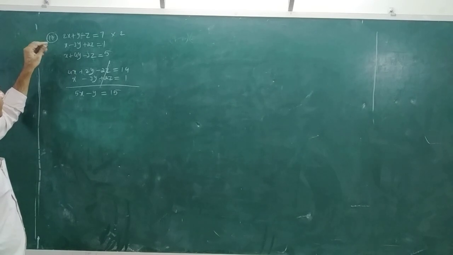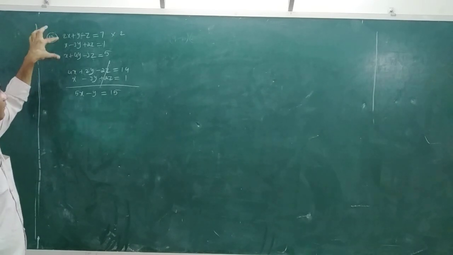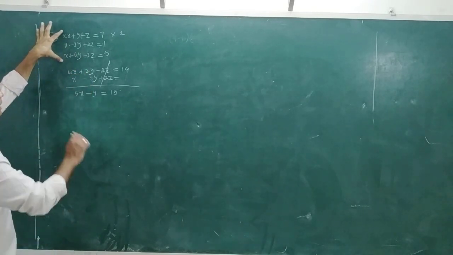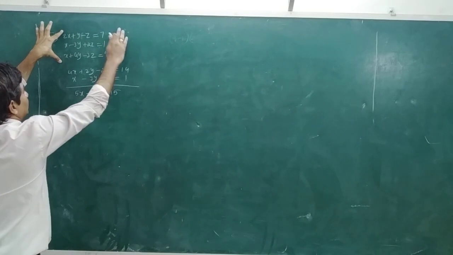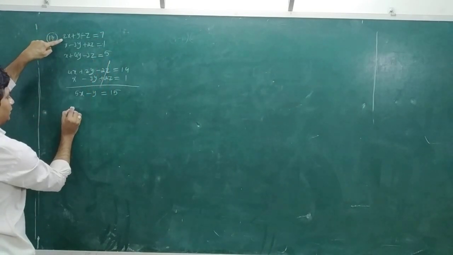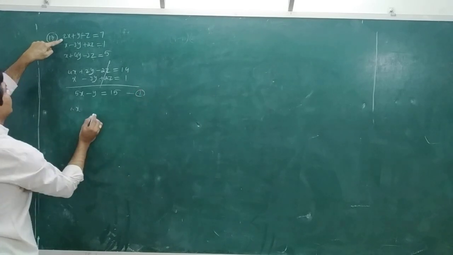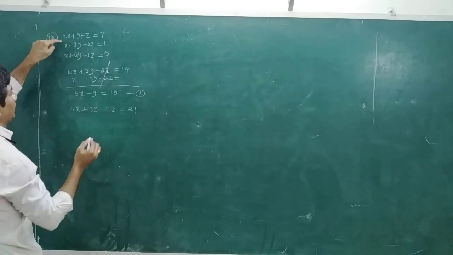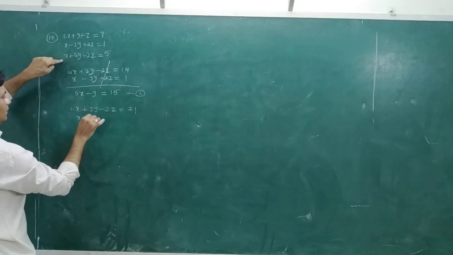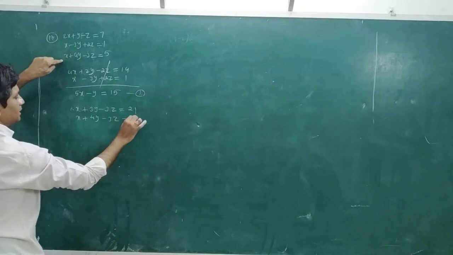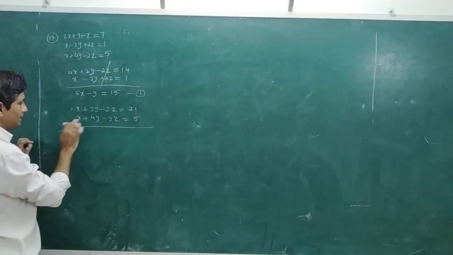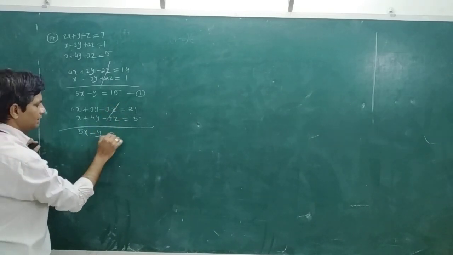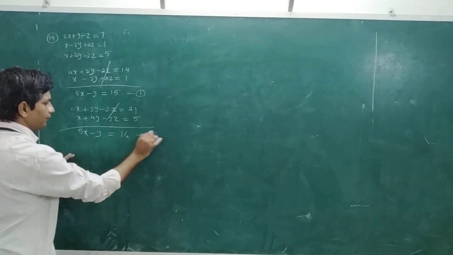Now take 1 and 3. You can take 1, 2 and 1, 3 also. I am eliminating the same variable z from 1 and 3. So how can you multiply it now? Now I am multiplying with 3 for equation 1: 6x plus 3y minus 3z equal to 21. And equation 3: x plus 4y minus 3z equal to 5. Subtract these two. 6x minus x is 5x, 3y minus 4y is minus y, and these two z terms get cancelled. This is how much we get here? 16. This is equation 2.